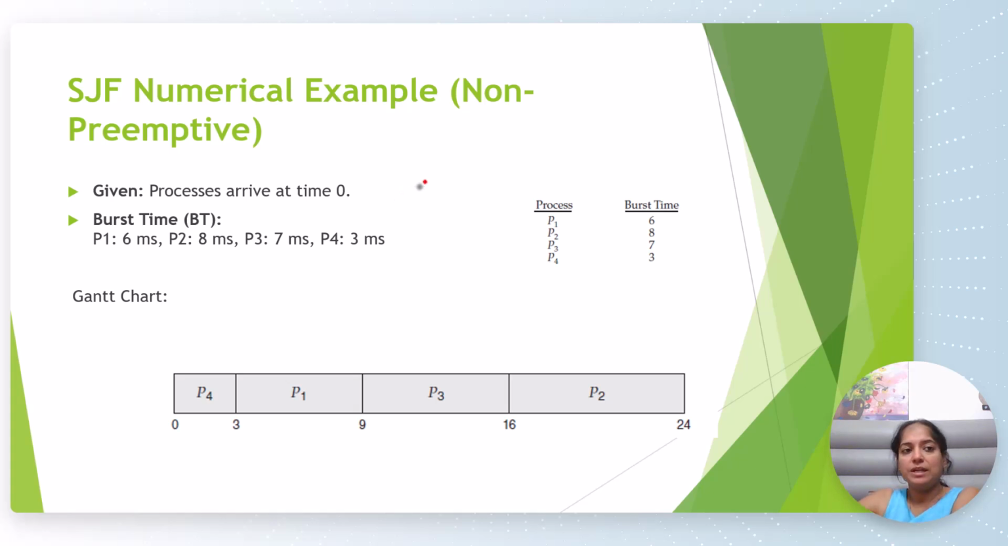Now let's see a numerical example here. Let's say we have four processes, P1, P2, P3, P4. They all arrive at the same time. Their burst times are 6, 8, 7, 3. Unlike FCFS, first of all, we will see the process with the smallest burst time. P4 has the smallest burst time, so P4 will be executed first from 0 to 3.